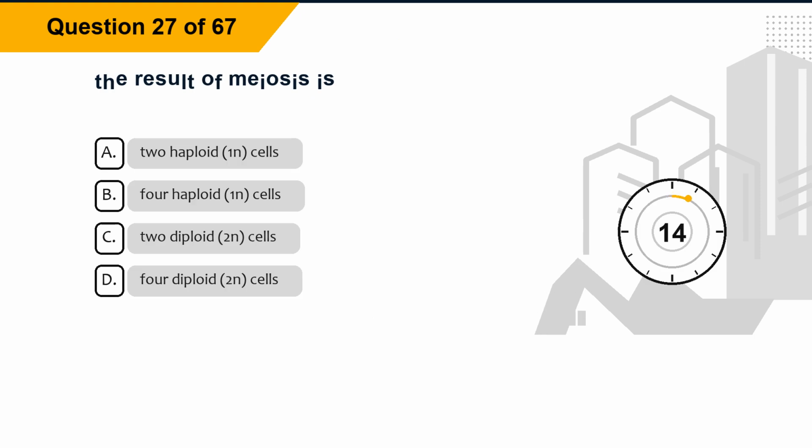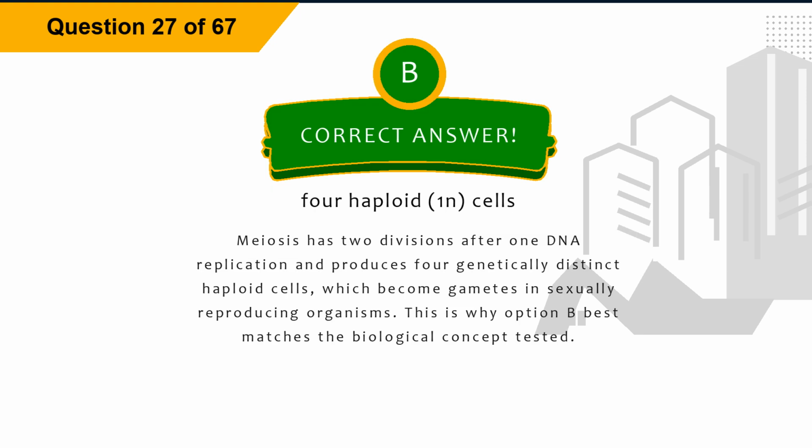Question 27. The result of meiosis is: Option A, 2 haploid, 1N cells. Option B, 4 haploid, 1N cells. Option C, 2 diploid, 2N cells. Option D, 4 diploid, 2N cells. The correct answer is option B, 4 haploid, 1N cells. Explanation. Meiosis has 2 divisions after 1 DNA replication and produces 4 genetically distinct haploid cells, which become gametes in sexually reproducing organisms. This is why option B best matches the biological concept tested.